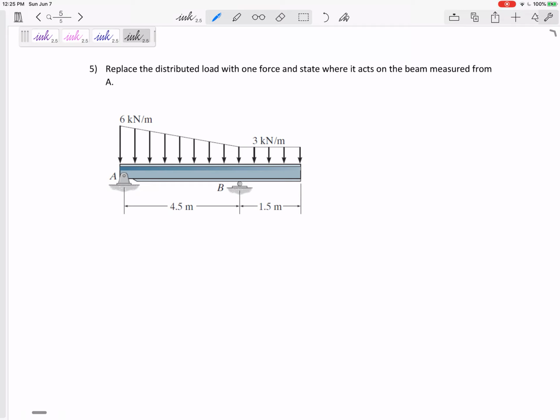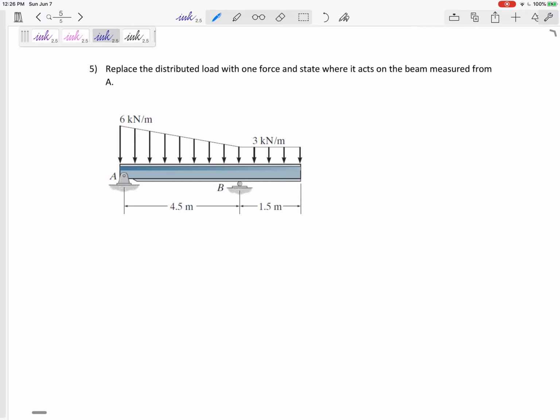What types of distributed loads have we done? Uniform distributed loads, linear, like triangular distributed loads, and one like this that goes from one height to another height. The magnitude of the distributed load is equal to the area under it. The location where you should put that force is at the centroid of the distributed load.